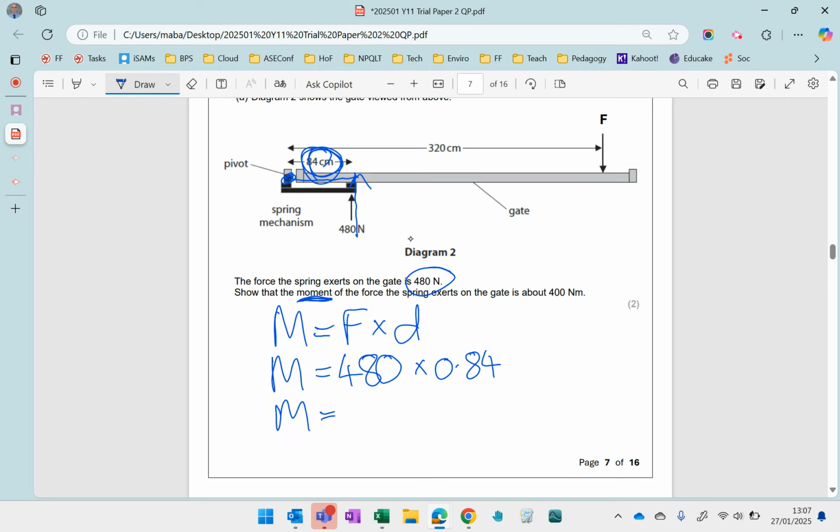So if we work it out on a calculator, we get 403.2 newton meters, which is approximately equal to 400 newton meters, which is what they asked us to prove in the question.